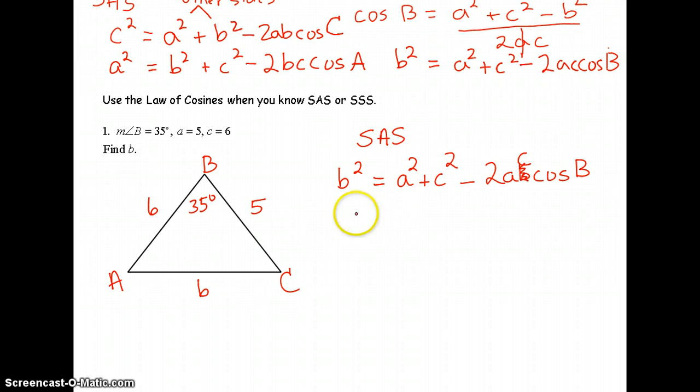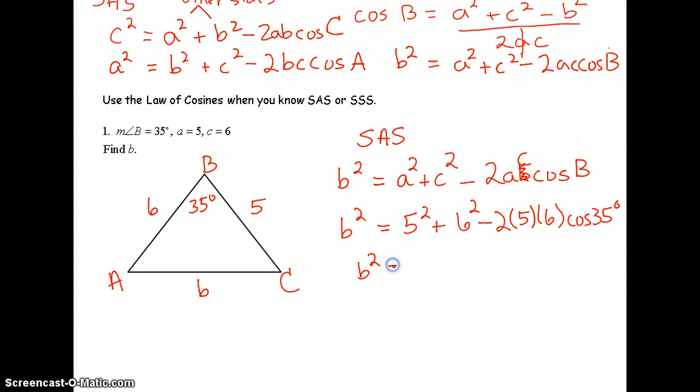So now I'm just going to plug in the letters. So B squared is going to be equal to, A was 5, so I'm going to put 5 squared, plus C was 6, so I put 6 squared, minus 2 times 5, because A is 5, times 6, because C is 6, and then the cosine of 35, because that's the angle that I know, 35 degrees.